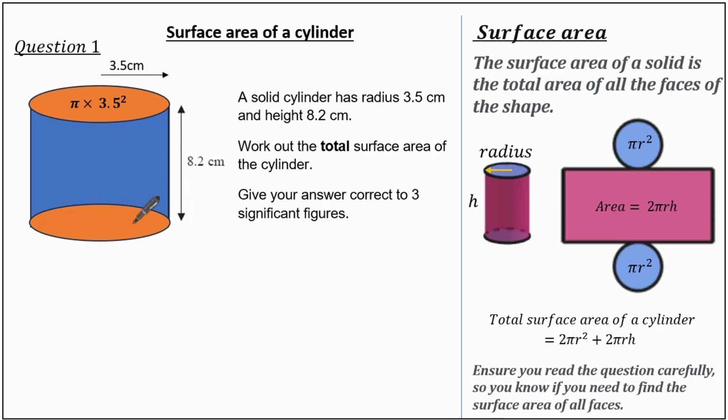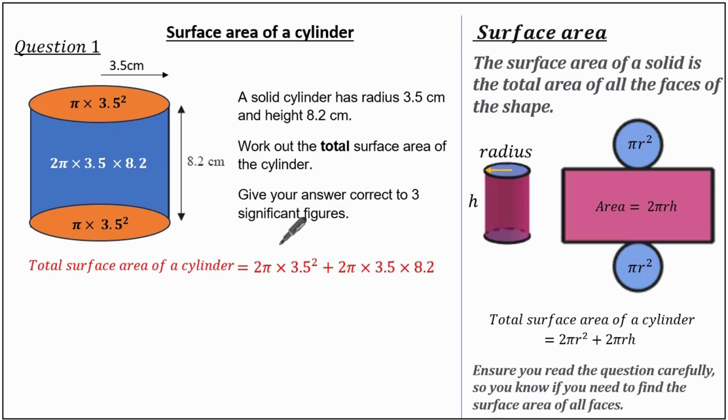We know this circle also has an area of pi times 3.5 squared. The curved surface area around our cylinder is given by 2 pi r h. So substituting in, we know this area would be 2 pi times 3.5 times our 8.2, our radius and our height. Indicating this on our diagram helps us calculate the total surface area by simply summing up what we have.